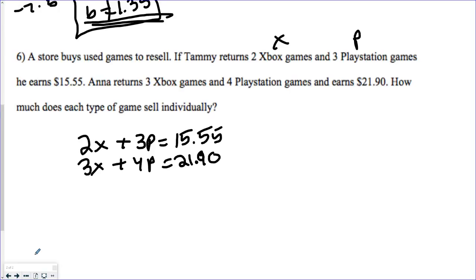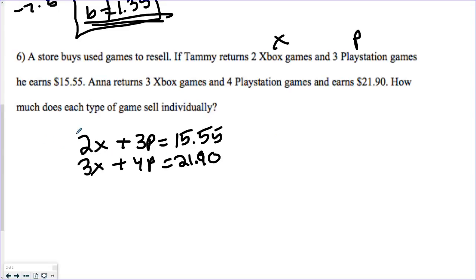Well, in this case, they are in standard form, but I can't really just get by multiplying just one of them. So I have to multiply both of them by something. And in my case, I'm going to try to cancel out the x's. So here's a 2x and here's a 3x. What number can I change them both into? The number that comes to my mind is 6. 2 times 3 and 3 times 2.